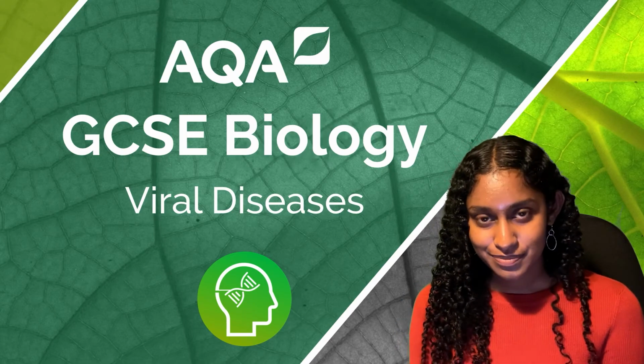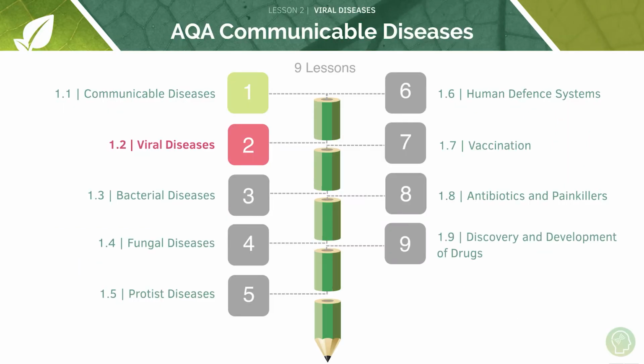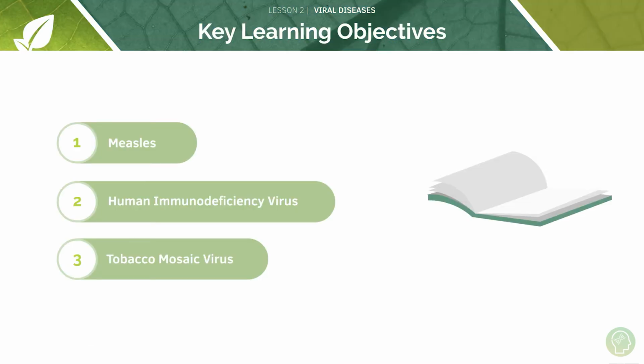So let's get started. Hello and welcome to tutorial 2 of 9 on communicable diseases, and today we're going to be looking at viral diseases. Today we'll be looking at 3 different types of viral infections. First of all, we'll have a look at measles, then we'll move on to HIV, and then lastly we'll look at a viral disease of plants, which is tobacco mosaic virus.